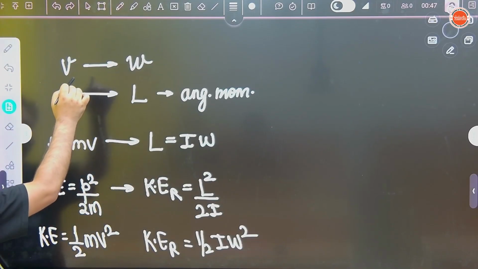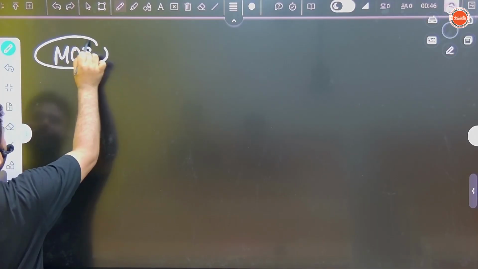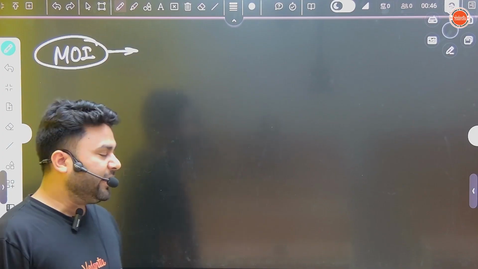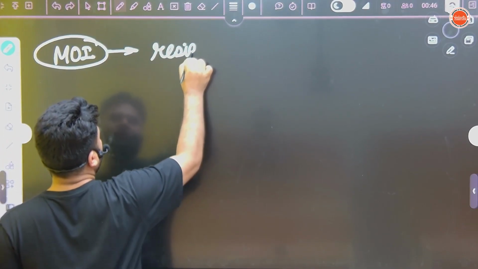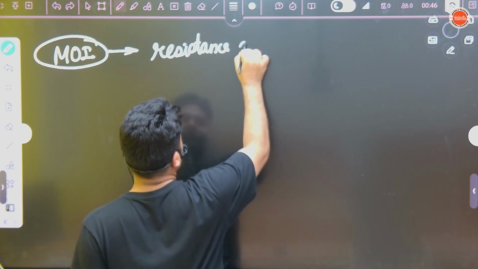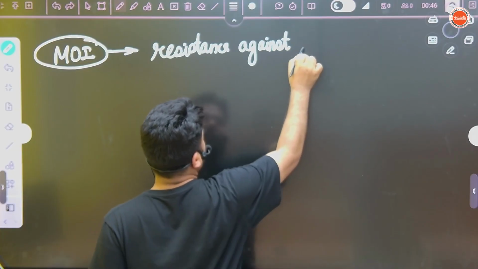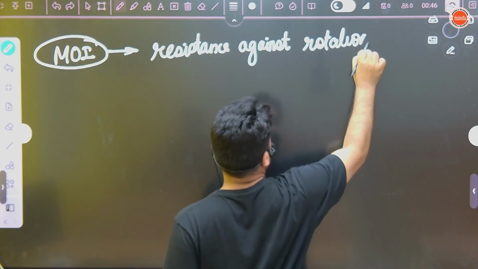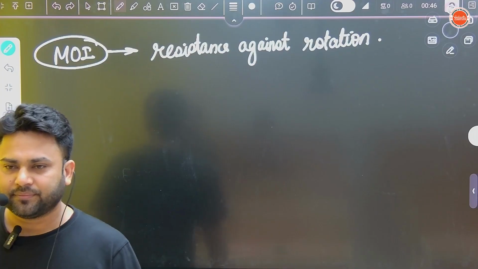Achha, first we will learn about moment of inertia. So what is moment of inertia? It is basically resistance against rotation. How much the object is going to resist if we are trying to rotate it. Correct?